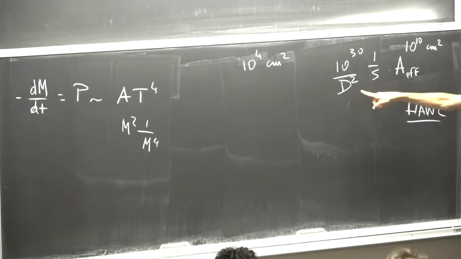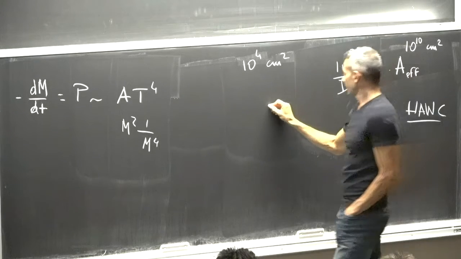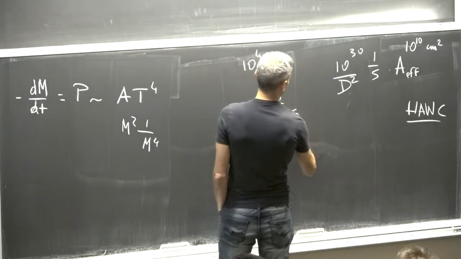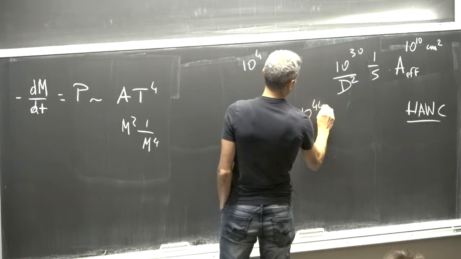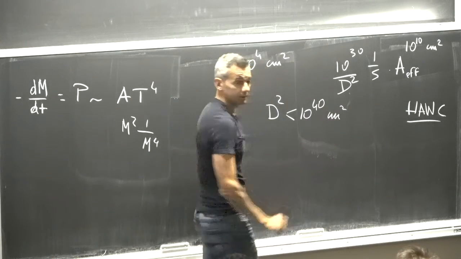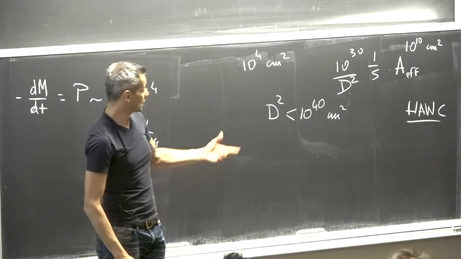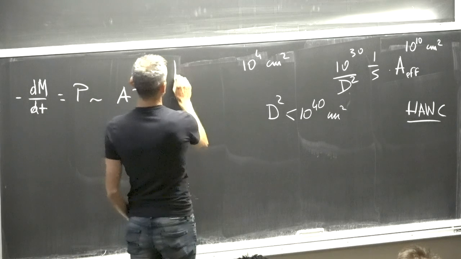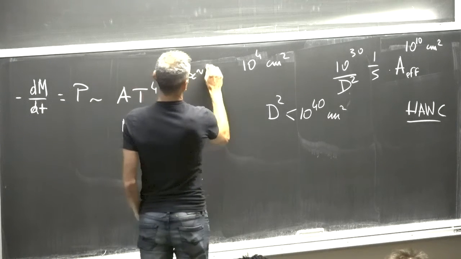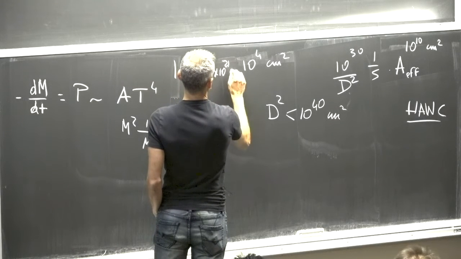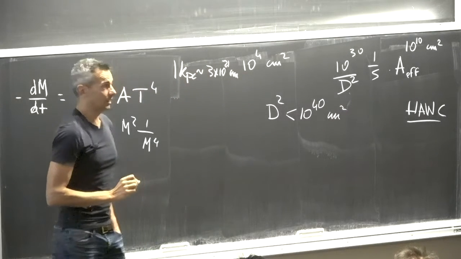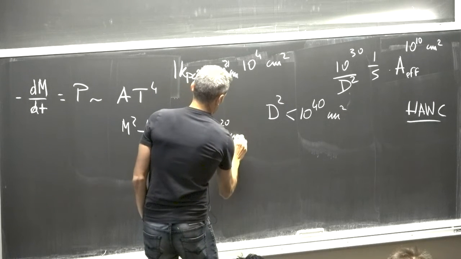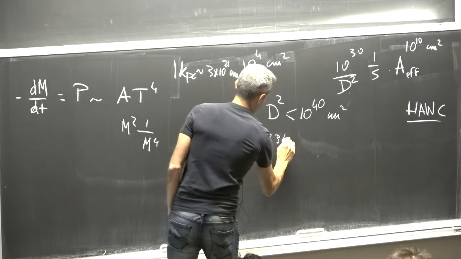So what we have is that d squared can at most be, if I want 1 photon per second, smaller than roughly 10 to the 40 centimeters squared, if I'm doing this right. So we're talking about 10 to the 20 centimeters away. And I told you that 1 kiloparsec is 3 times 10 to the 21 centimeters, right? And so 10 to the 20 centimeters is roughly 0.3 kiloparsecs away.